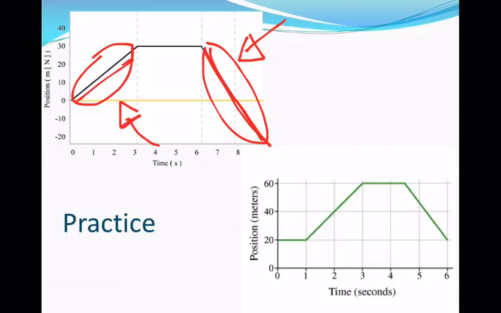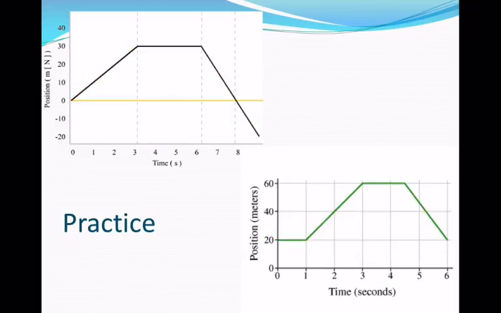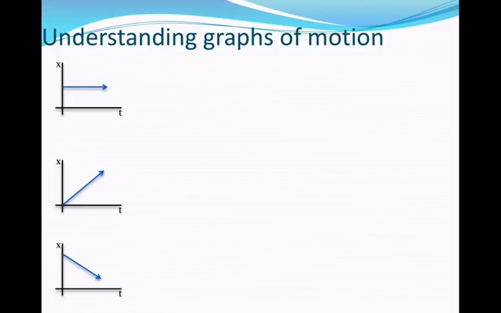And then down here, a little bit different story. Start at 20, you sit there, you go forward, you sit there, you go backwards. So that's kind of what these things mean. It's really important that you can look at these graphs and interpret what's going on.